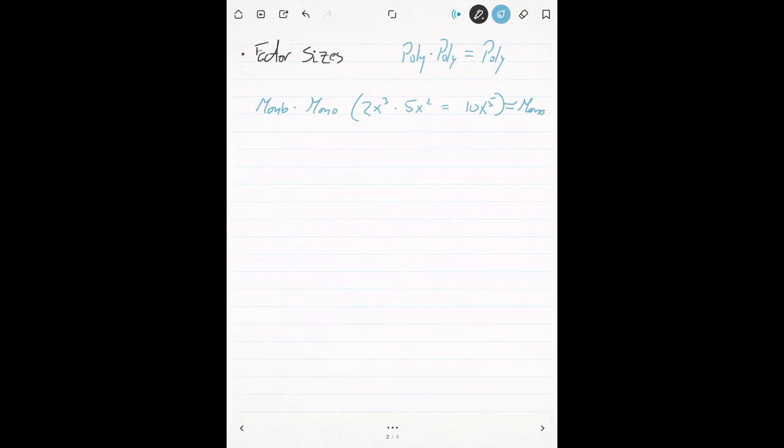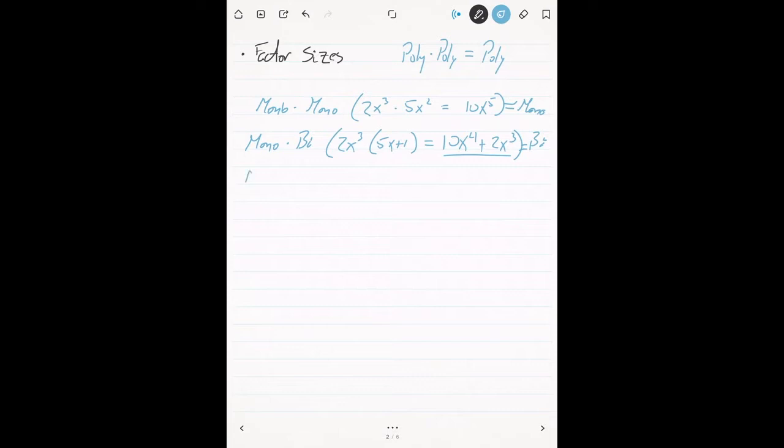Now let's see what would happen if we took a monomial and multiplied that by a binomial, a two-term. So let's say I had 2x cubed times 5x plus 1. This would give us a 10x to the fourth plus a 2x cubed, or a binomial. So with a binomial and a monomial, we just distribute the monomial through and end up with a binomial.